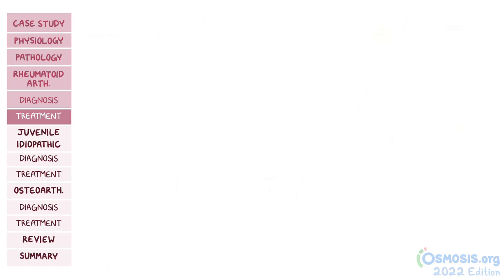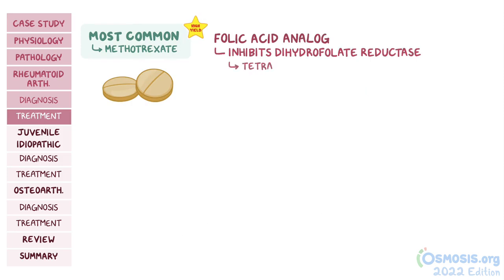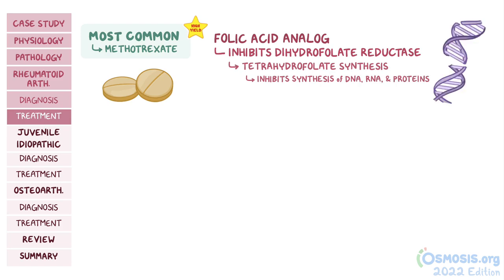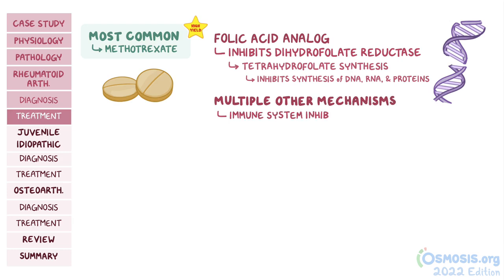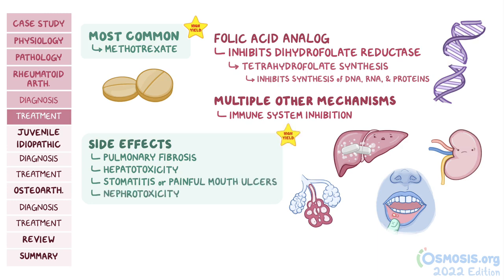The most common monotherapy is methotrexate, which is a folic acid analog that inhibits dihydrofolate reductase, an enzyme that participates in tetrahydrofolate synthesis, which in return inhibits the synthesis of DNA, RNA, and proteins. However, in rheumatoid arthritis, this doesn't seem to be the main mechanism by which methotrexate works. Instead, there seem to be multiple other mechanisms involved, including immune system inhibition. Some notable side effects include pulmonary fibrosis, hepatotoxicity, stomatitis or painful mouth ulcers, and nephrotoxicity.